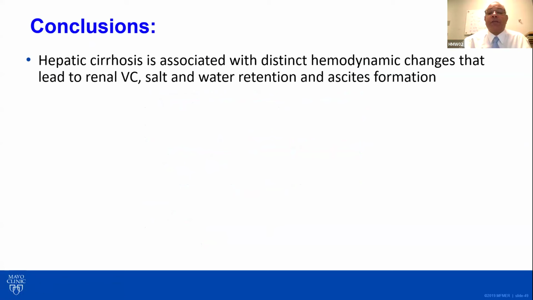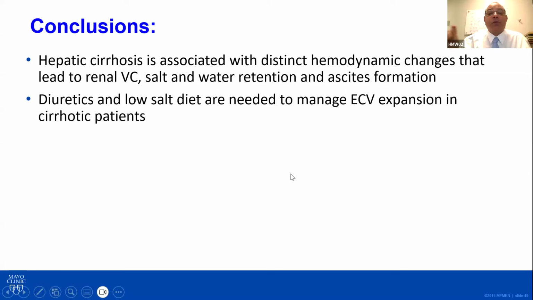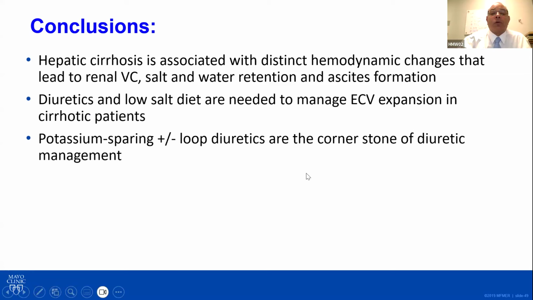Hepatic cirrhosis has distinct hemodynamic changes that all end up with progressive renal vasoconstriction, salt and water retention that leads to edema and ascites formation. Ascites is first, followed by edema. But this is not an on and off switch. This is over time, very slowly progressive changes. Diuretics are meant to do natriuresis, and along with a low salt diet is the initial cornerstone in managing water and salt retention.